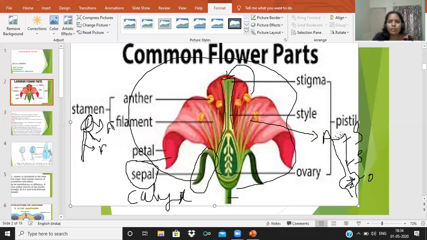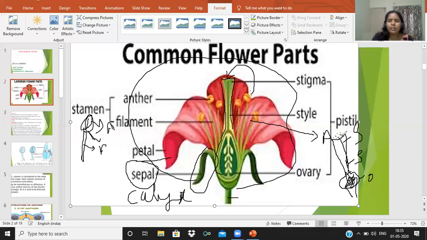After the stigma receives the pollen grains, what is the function of the style? The germinating pollen grains migrate through the style toward the ovary, toward the ova. The ova is the female gamete. The main function of the ovary is to produce the ova. The ova is the female gamete.